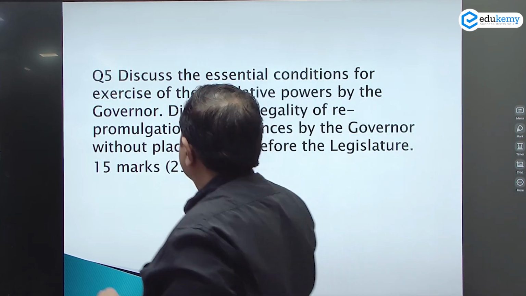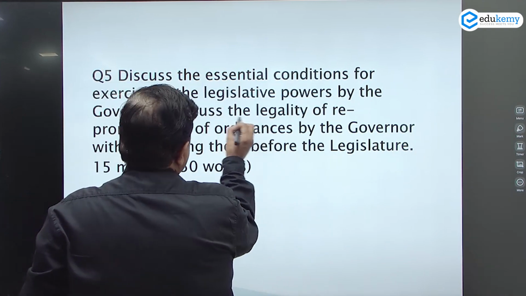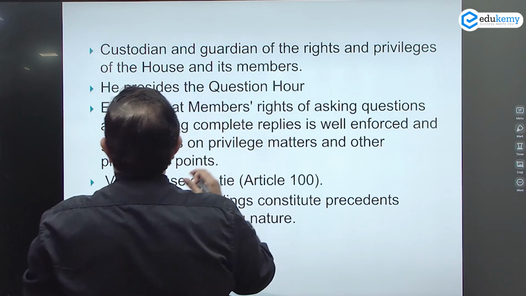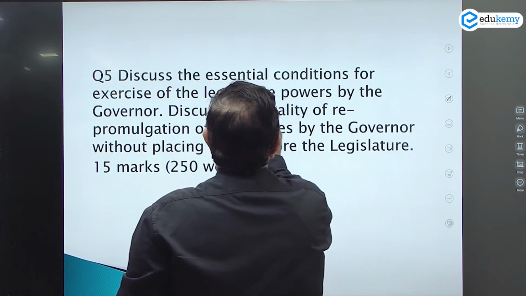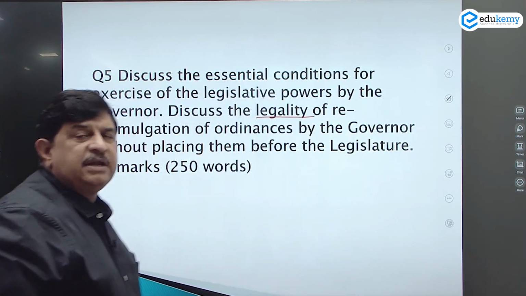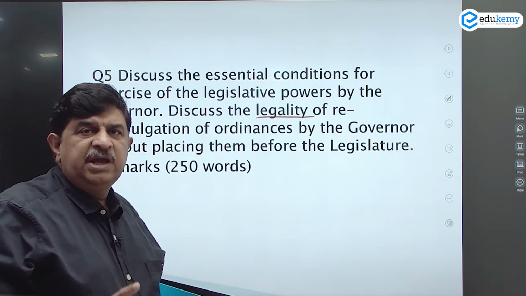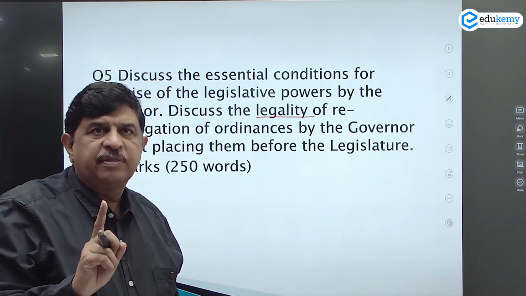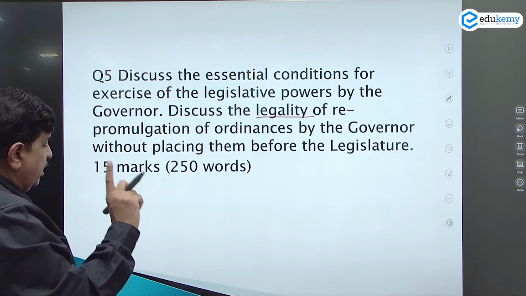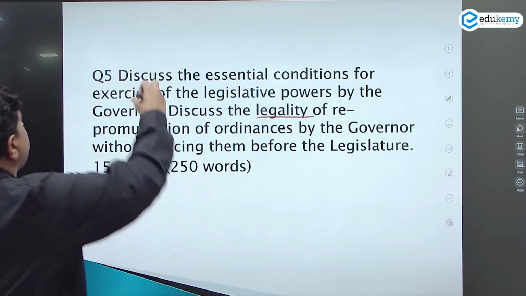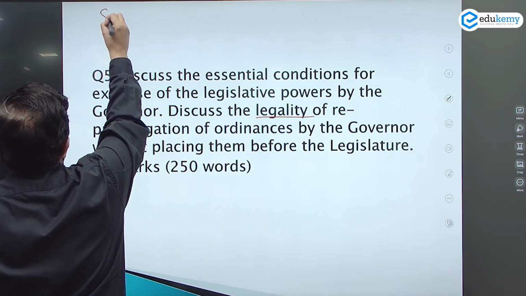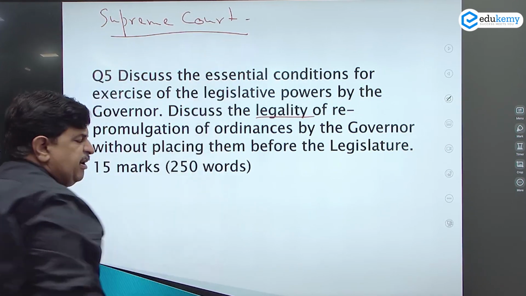So, beta, first case that you will be talking about, the second part, discuss the legality. When you are talking the second part of legality, then you need to understand that legality can only be verified and checked by the custodian of the constitution. And who happens to be custodian of the constitution? Supreme Court.